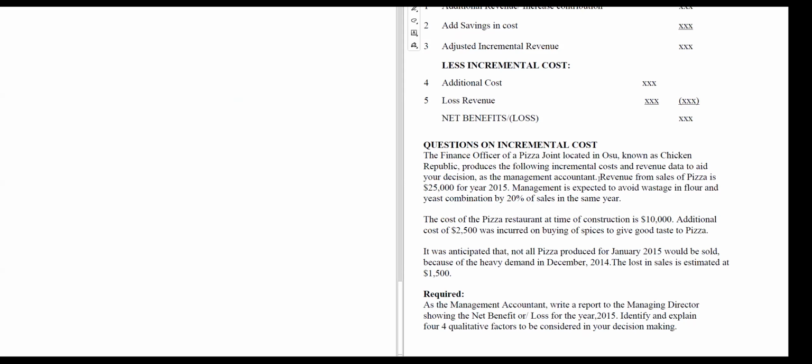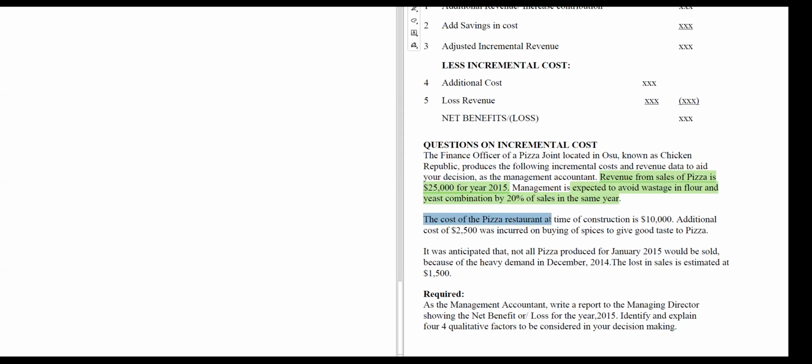As a management accountant, revenue from sales of pizza is 25,000 for the year 2015. The management is expected to avoid wastage in flour and yeast combination by 20% of sales in the same year, right? So what are we seeing here? Revenue, is it relevant or irrelevant for decision making? Relevant. And they say you are going to avoid wastage in flour. Avoiding cost means you are saving the cost, right? So that means there's a cost saving of 20% of sales.